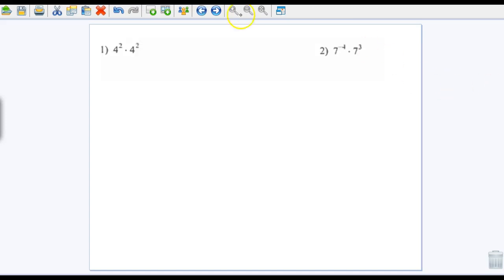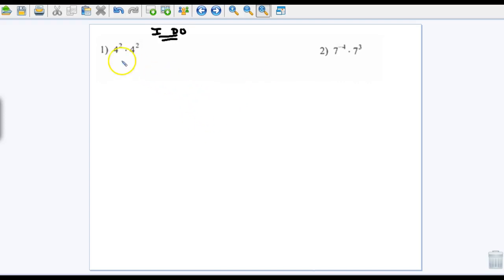Okay, we're going to keep following along with our I do, we do, you do. The first one is going to be the one that I do. So right now I need you to put your pencils down and watch. When I'm done solving this problem, I want you to push pause, copy it down, and then we'll do number 2 together.